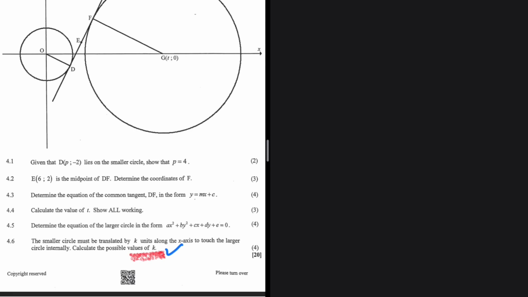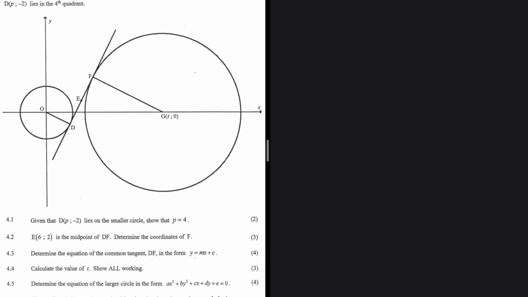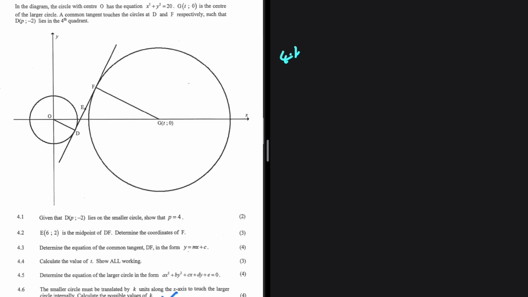Question 4.6 is not for the faint-hearted ones. I hope I don't turn out to be faint-hearted. So let's just go ahead and give this question a try. Okay, let's start with 4.1.